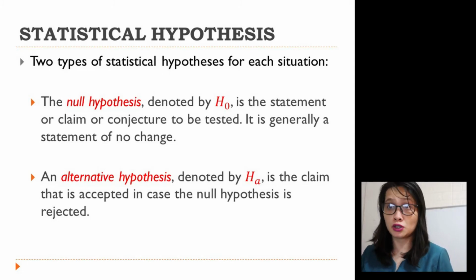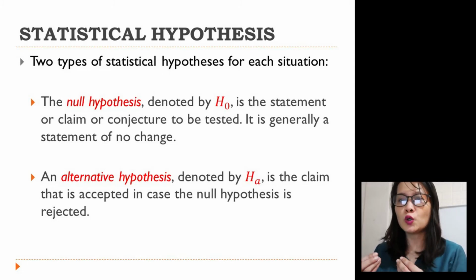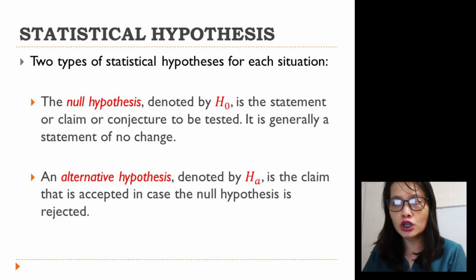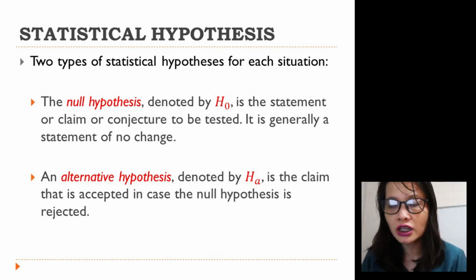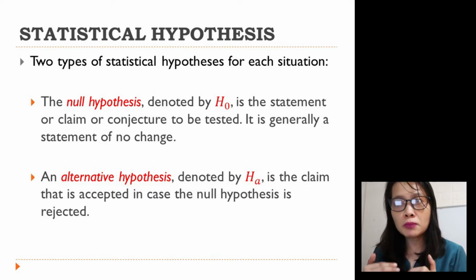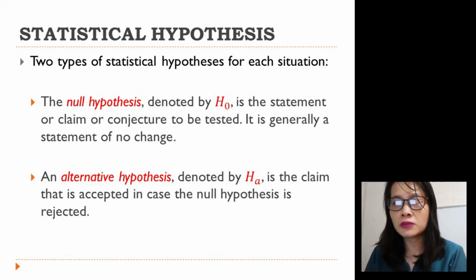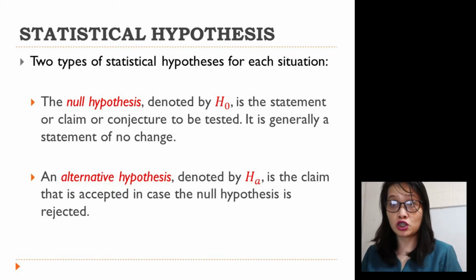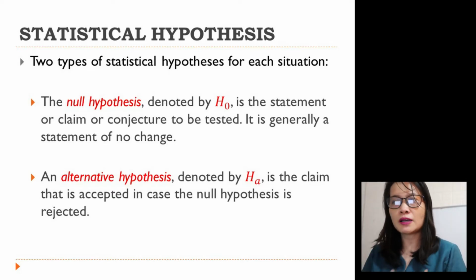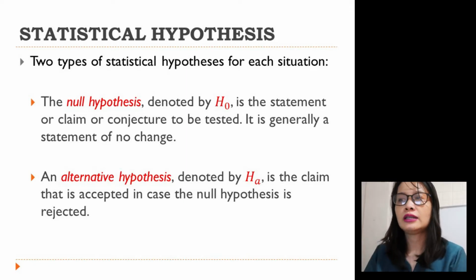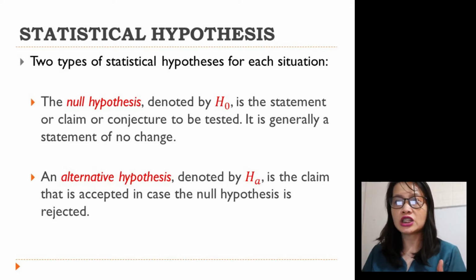Now, what's the difference between the two? The null hypothesis, denoted by H sub 0, is the statement or claim or conjecture to be tested. It's generally a statement of no change. Walang pagbabago. Next, the alternative hypothesis, denoted by H sub A, is the claim that is accepted in case the null hypothesis is rejected. Again, the null hypothesis is a statement or claim or conjecture to be tested. It is generally a statement of no change at all.